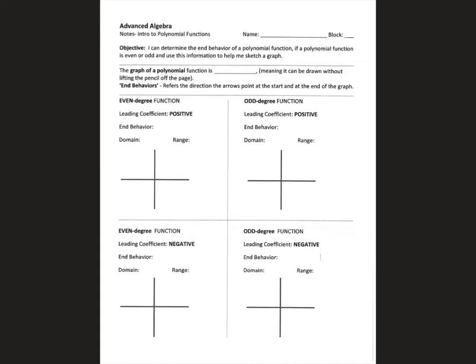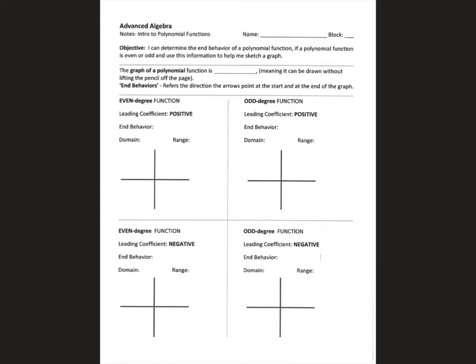It says, I can determine the end behavior of a polynomial function if a polynomial function is even or odd and use this information to help me sketch a graph. So that's the objective, okay? So 1, know end behavior. 2, can you use that end behavior to sketch your own graph, okay?